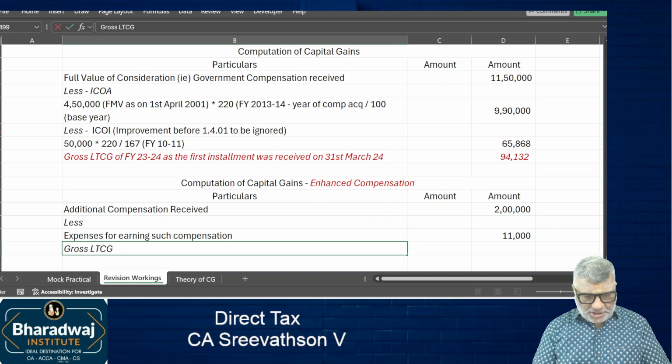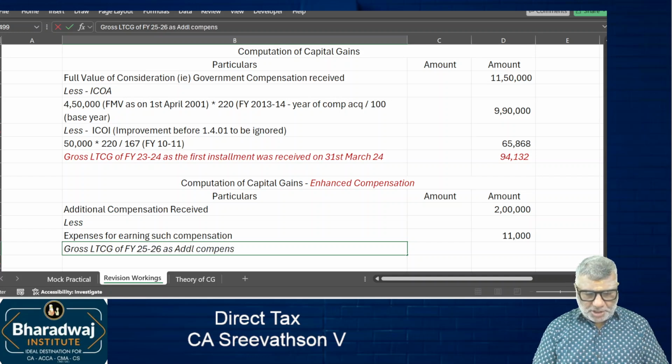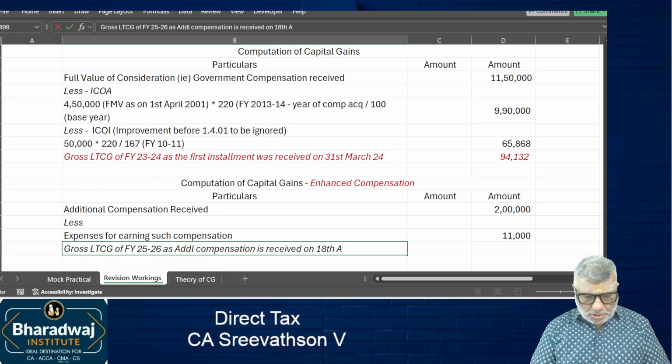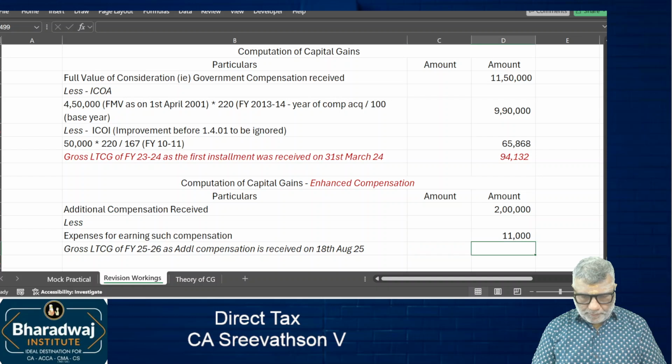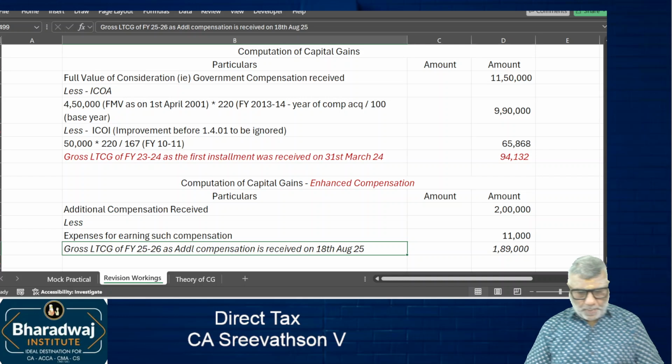Gross LTCG of financial year 25-26, as additional compensation is received on 18th August 25, financial year, assessment year 26-27. I accept.